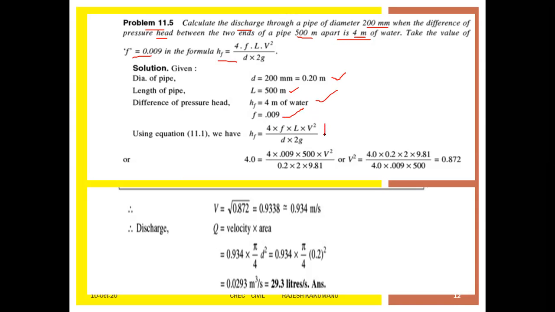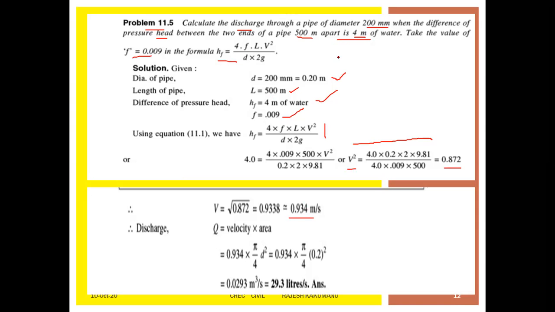Therefore, by applying this formula, substitute the given values as it is. HF is equal to 4 into F into L into V square divided by 0.2 into 2 into 9.81. Therefore, after substituting this value and simplifying, the V square is 0.872. Got it? So once you got the V square, go for the V. V is equal to root of 0.872, that is equal to 0.934 meters per second.